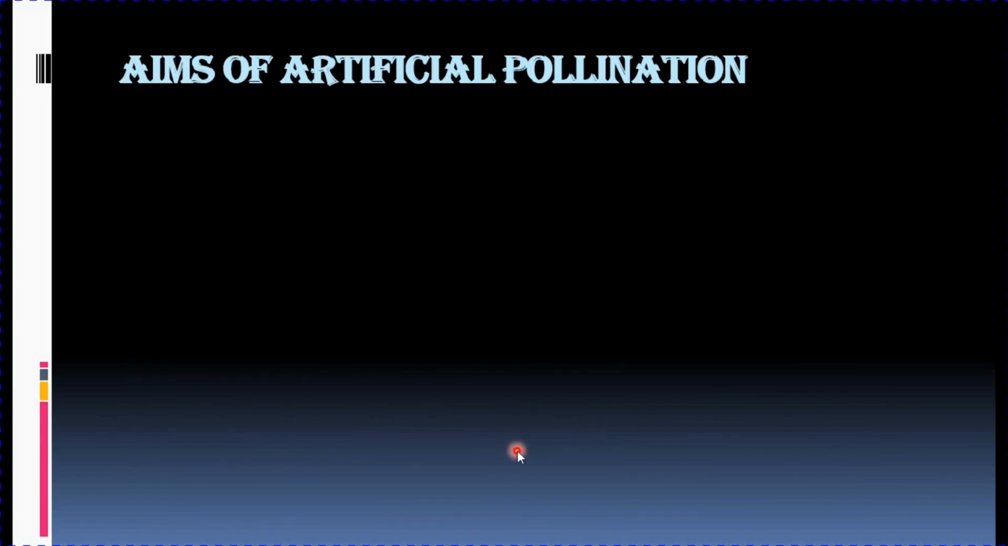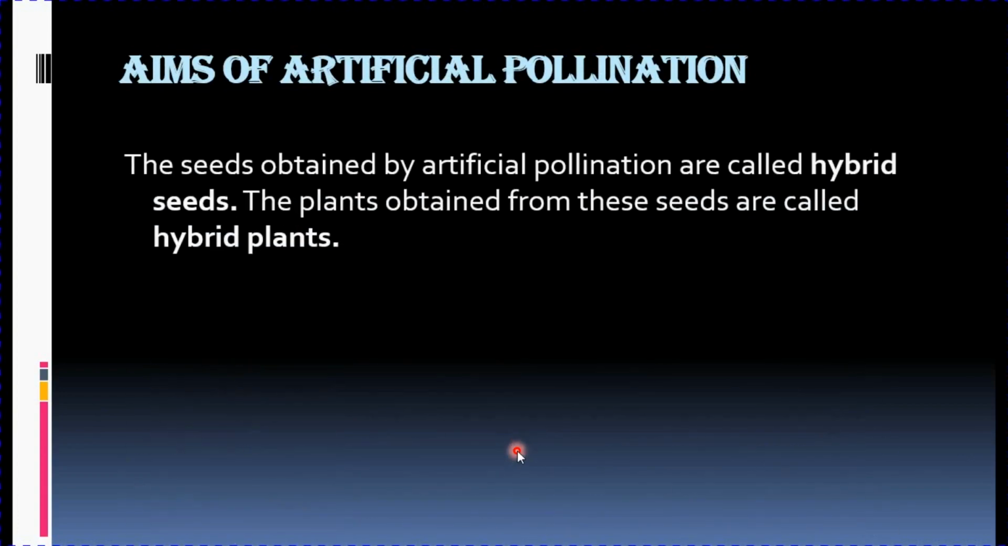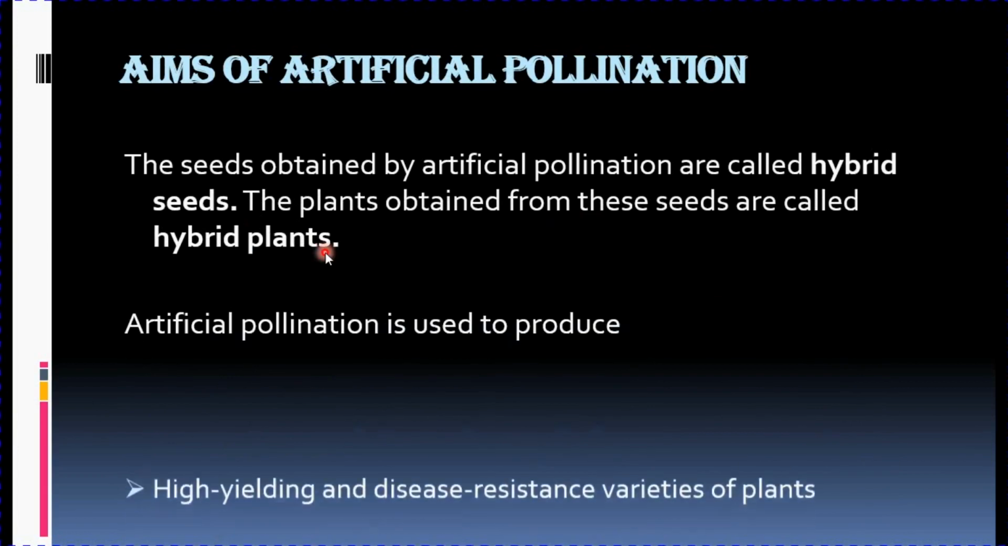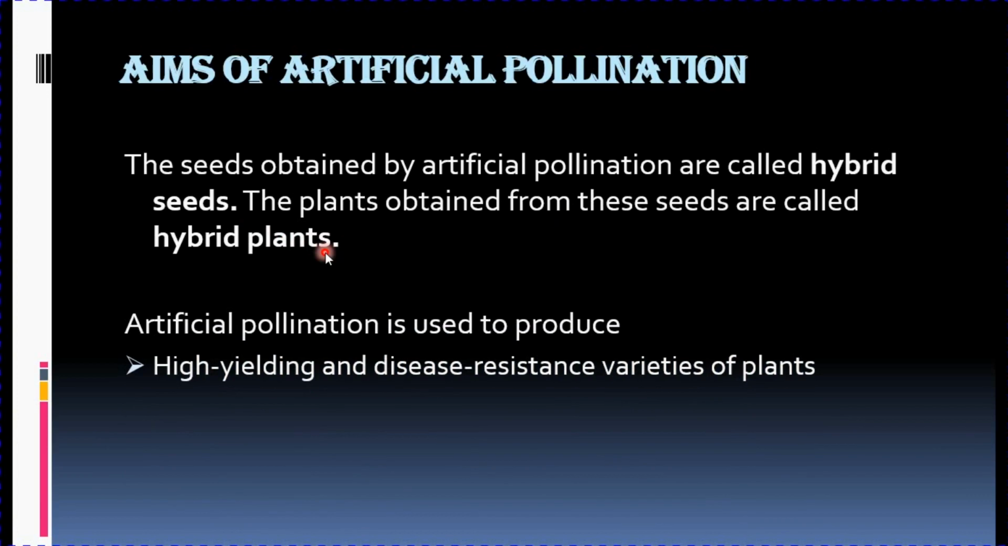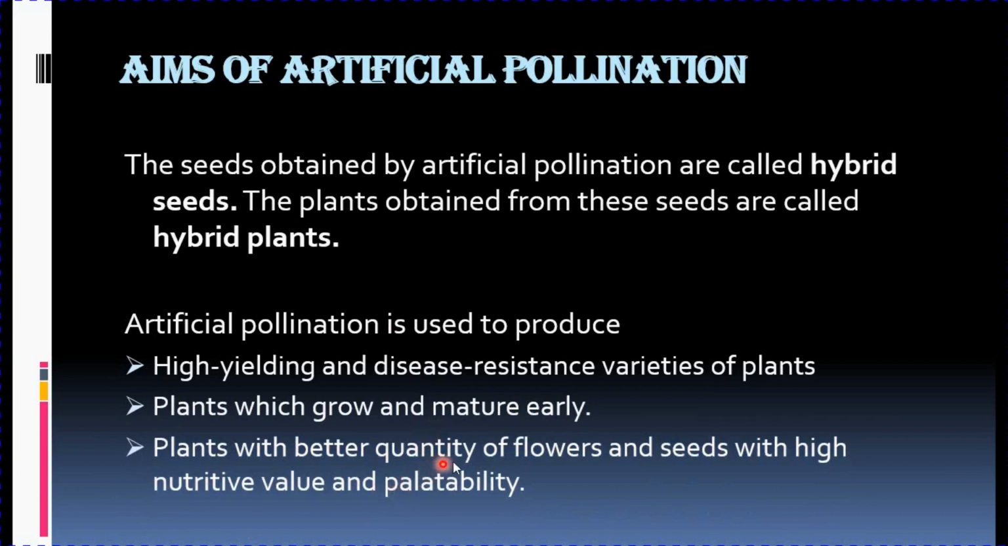Now the aims of artificial pollination. For what purpose do we carry out artificial pollination? Artificial pollination is done to produce high yielding and disease resistant varieties of plants, plants which grow and mature early, and plants with better quantity of flowers and seeds with high nutritive value and palatability. Palatability means taste. It has high nutritive value and good taste. So artificial pollination is carried out in order to satisfy these three conditions.